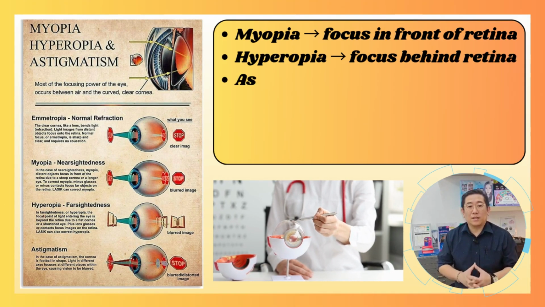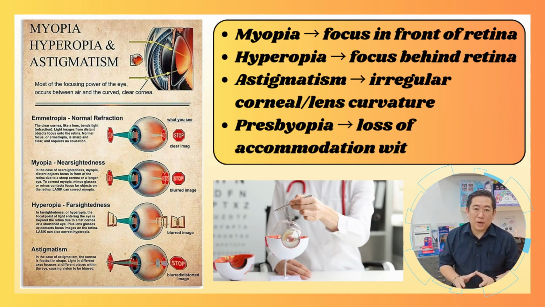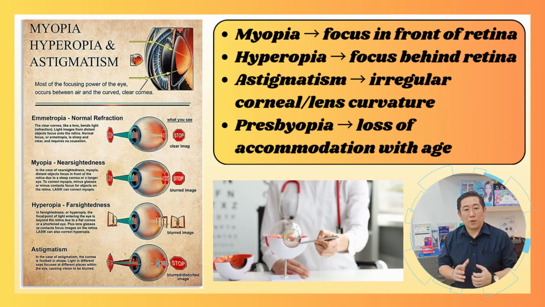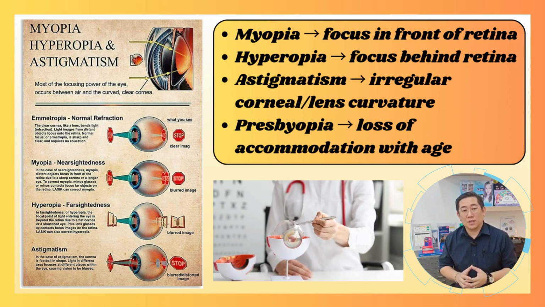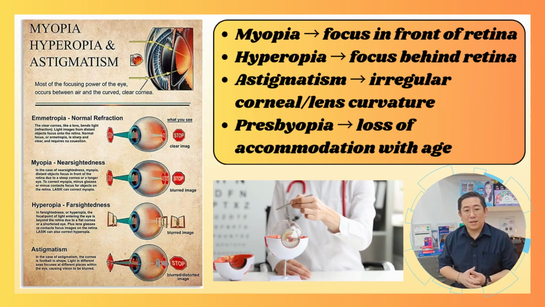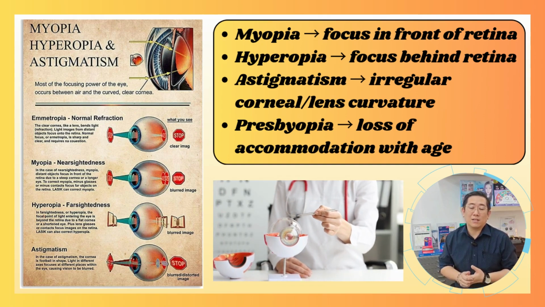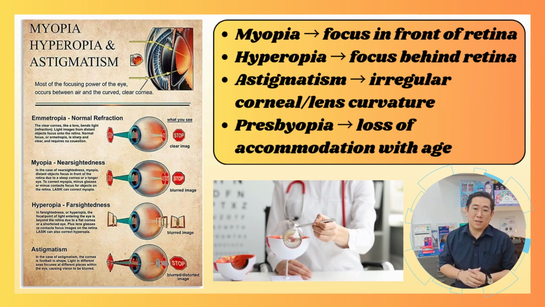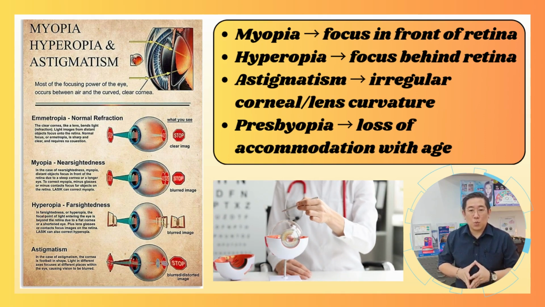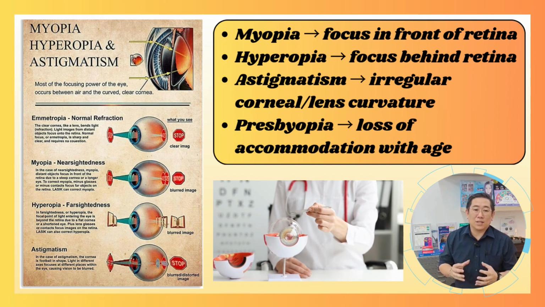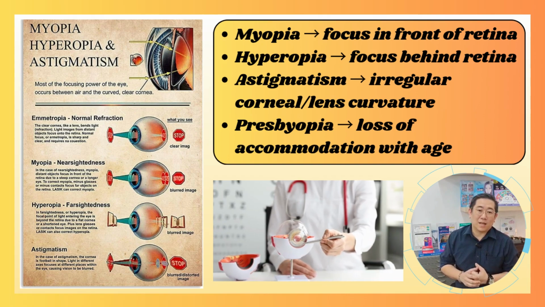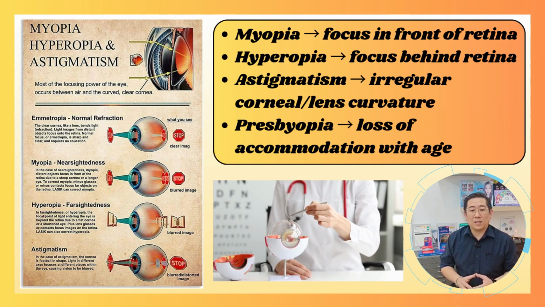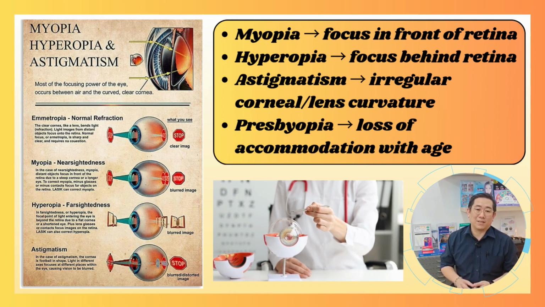Now, let's connect optics to clinical reality. Myopia, or nearsightedness, occurs when light focuses in front of the retina. Hyperopia, or farsightedness, happens when light focuses behind the retina. Astigmatism results from irregular curvatures of the cornea or lens, causing light to focus unevenly. Finally, presbyopia develops with age, as the lens loses its ability to accommodate. Understanding these errors is crucial for optometrists, as correcting them with glasses or contact lenses is part of everyday practice.